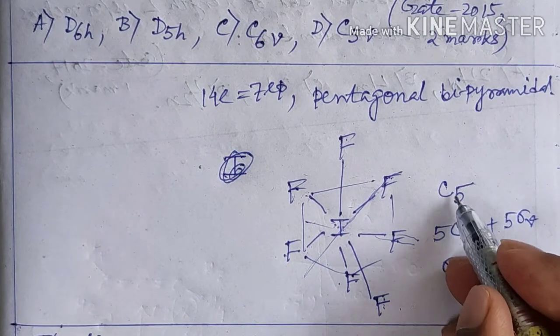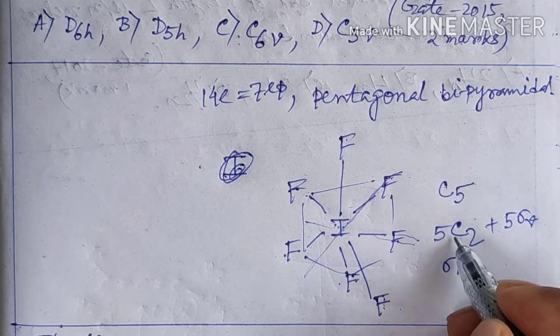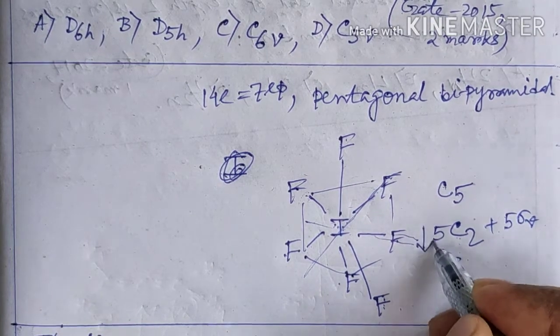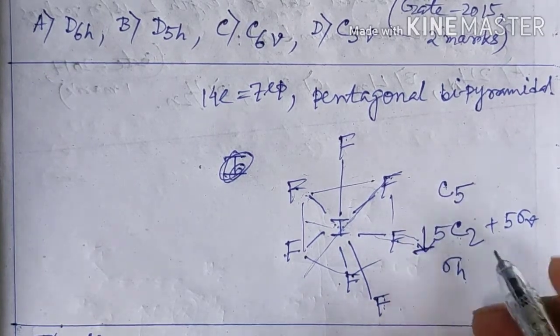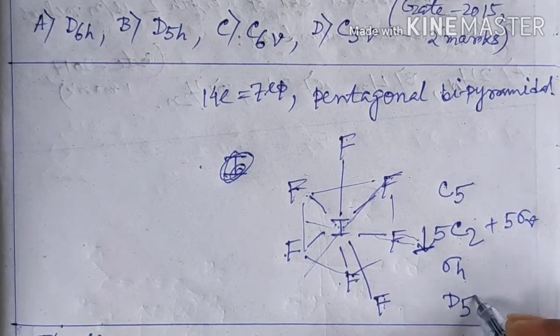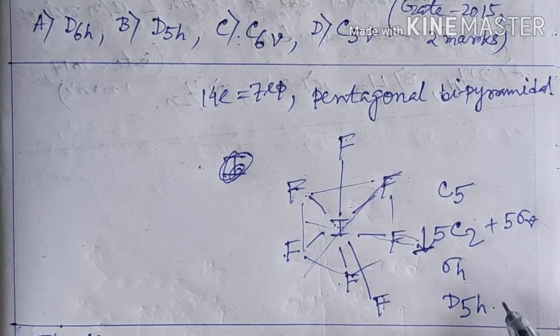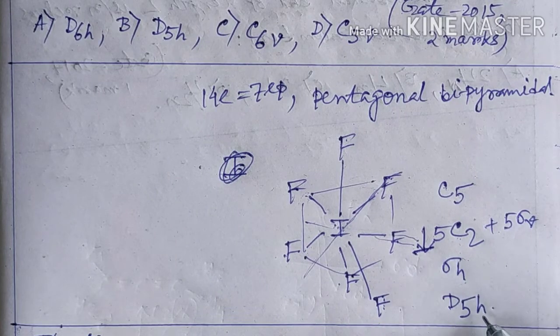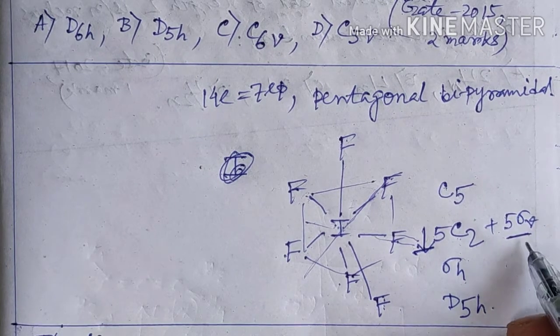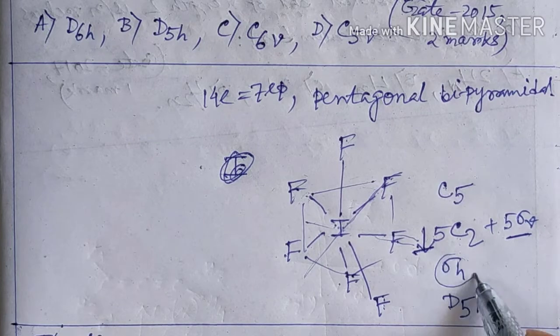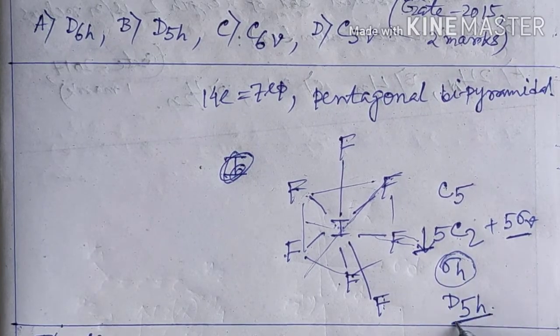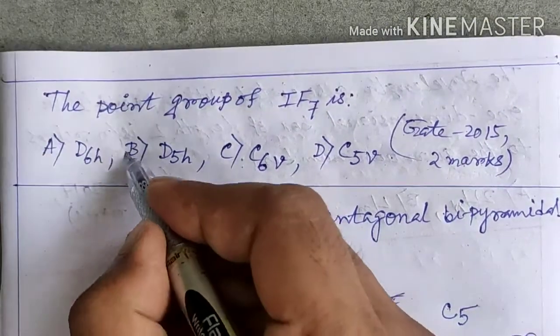And for this reason, since it has Cn plus n perpendicular C2 axes, perpendicular to the principal axis, that is D5, and since there is a sigma H, it will be D5h. If there is no sigma H plane, then the point group in that case will be D5v or D5d, whatever is the case for sigma. Since there is a molecular plane, the point group must be D5h. So we can say that B is the correct option.